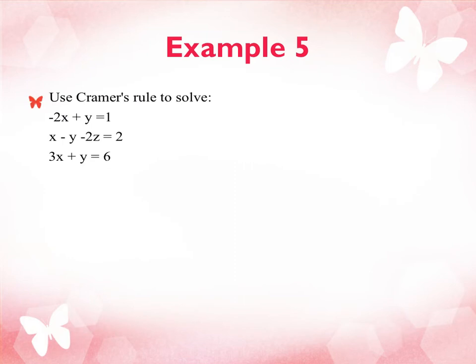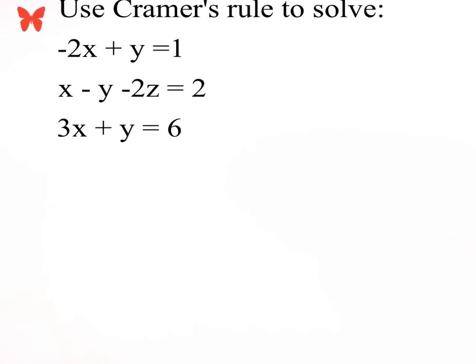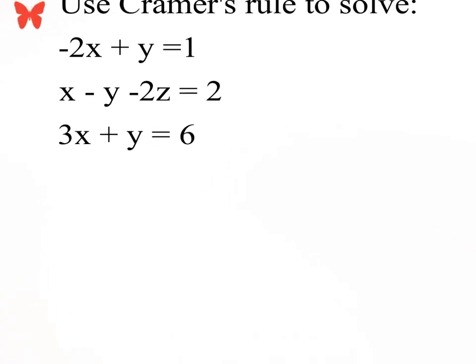All right, so this one, I'm first going to make my system from it. So my x is negative 2, my y is 1, my z is 0, and then my constant is 1. My x is 1, my y is negative 1, my z is negative 2, my constant is 2. My x is 3, my y is 1, my z is 0, and my constant is 6. Be really careful, because you lose a sign there and everything from here on out is wrong.